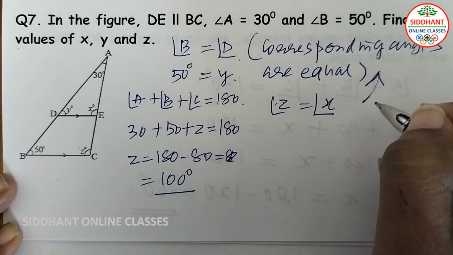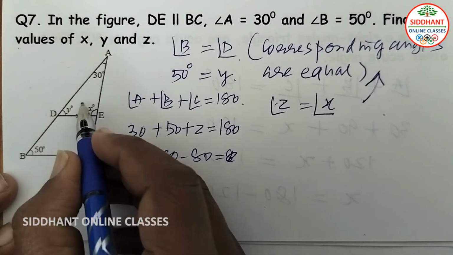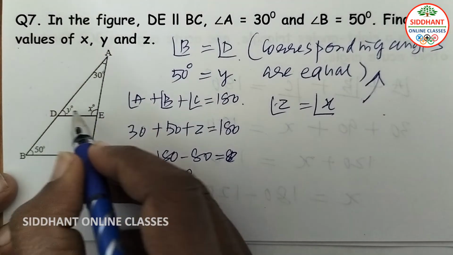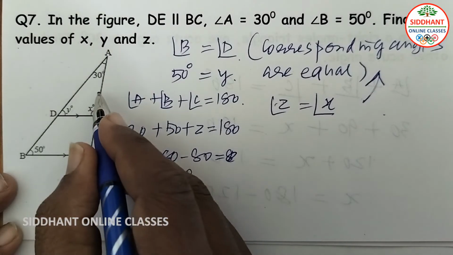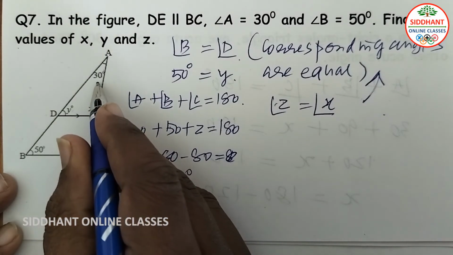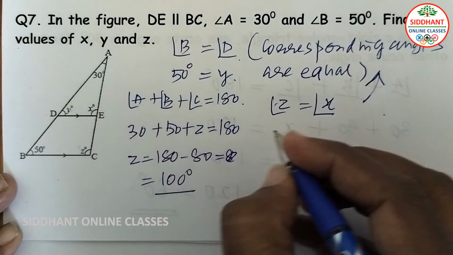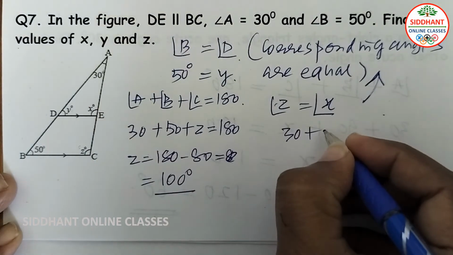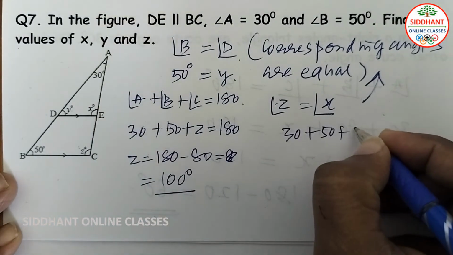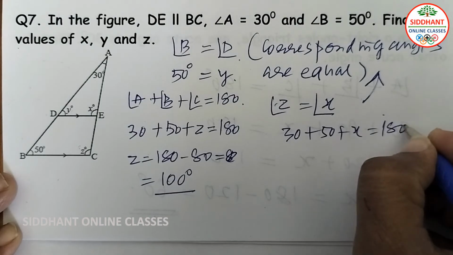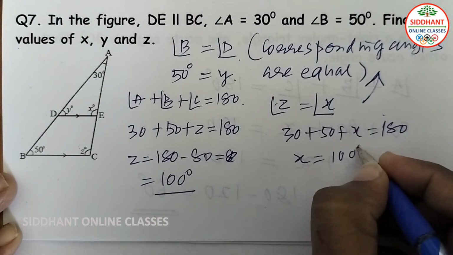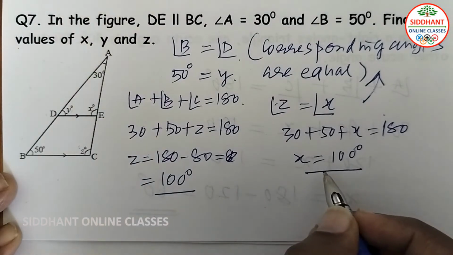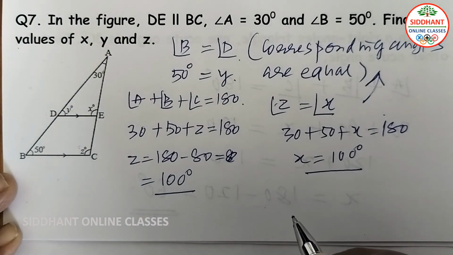Corresponding angles are equal. Or else we can find out using triangle ADE, where the sum of angles is 180 degrees. So here we have 30, here 50. So 30 plus 50 plus X equals 180 degrees. Then X is equal to 180 minus 80, that will be 100 degrees here. So in this way also we can find the angle here.